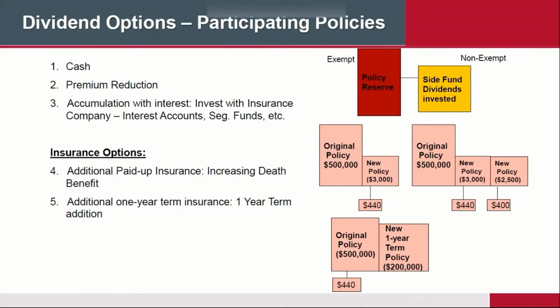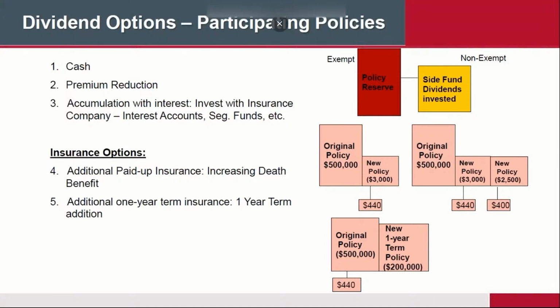Okay, in other words, accumulated interest. In other words, you can invest it with the insurance company, and you can put money into interest accounts, securities funds. They have a number of options that you can pick and choose. So in other words, let the money sit and pay me some kind of an income, depending on the interest or the investment that I actually have and everything else. Okay. So those are what we call essentially your cash options. Then there are 2 insurance options.